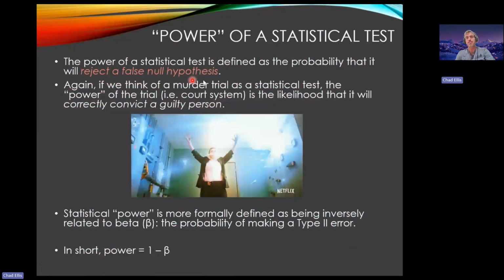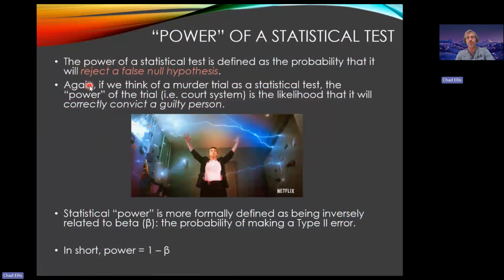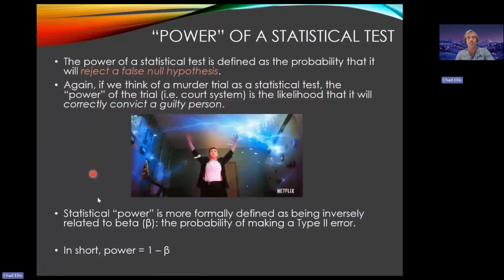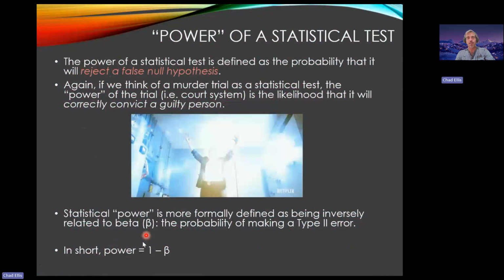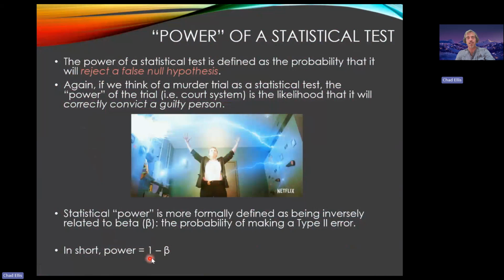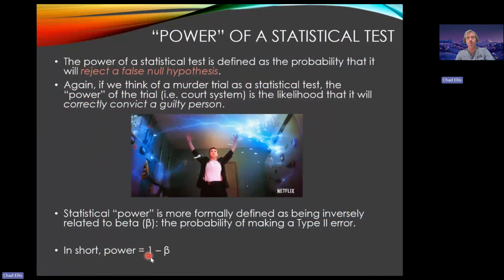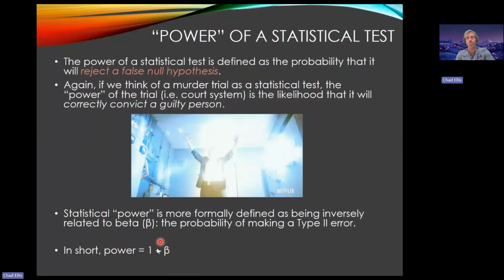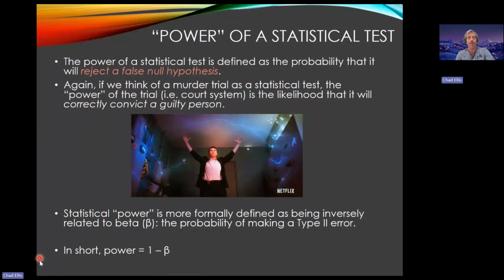So the better the statistical test is at rejecting a false null hypothesis, what's called the power of your test is increased. The way that we can calculate the power of a test is basically taking a probability of 1 and subtracting the beta, which is the type 2 probability, from that.